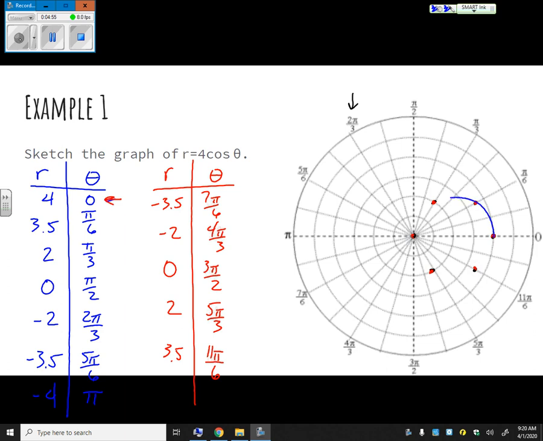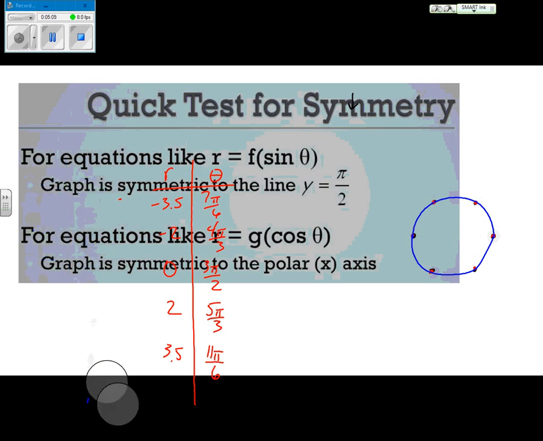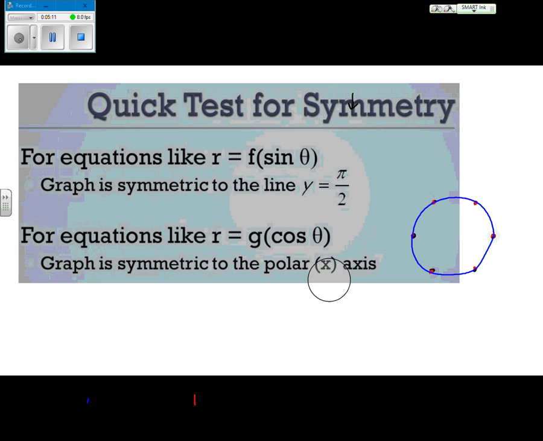So if I connect these with a smooth curve, I just get a nice circle. And that's the first polar graph I want to talk about, is just a circle. Oh, before we do that, I do want to talk about the test for symmetry. Okay, let me actually come back to that. I want to go ahead and talk about the circle.